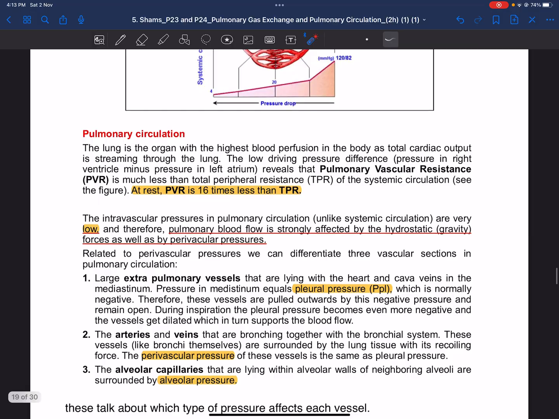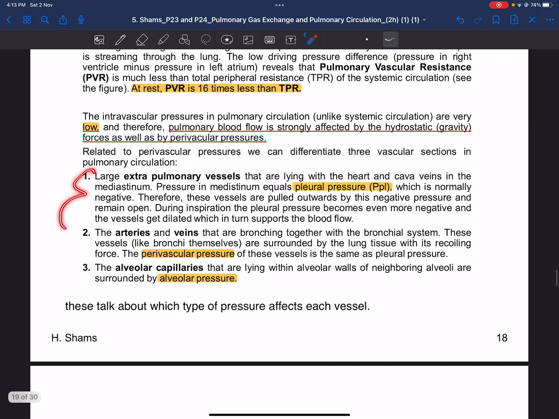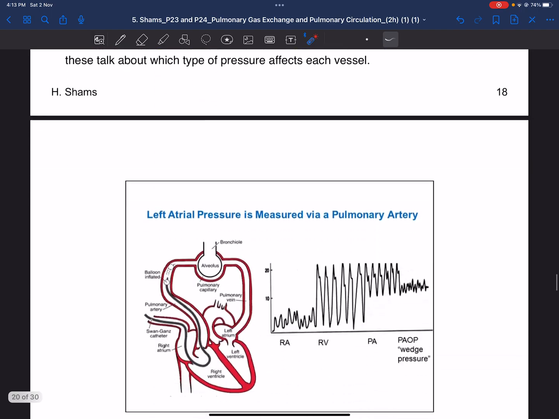Since intravascular pressure in pulmonary circulation is very low, pulmonary blood flow is strongly affected by hydrostatic forces as well as by perivascular pressures. Here, they're basically just discussing what type of pressure affects what sort of vessel. Pleural pressure affects extrapulmonary vessels. Perivascular pressure affects arteries and veins. Alveolar pressure affects alveolar capillaries.